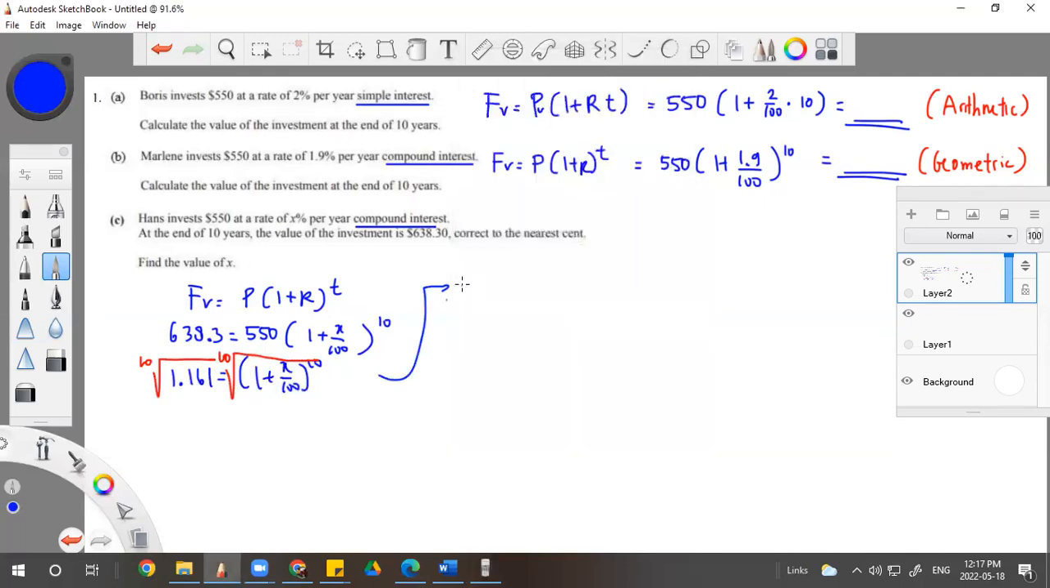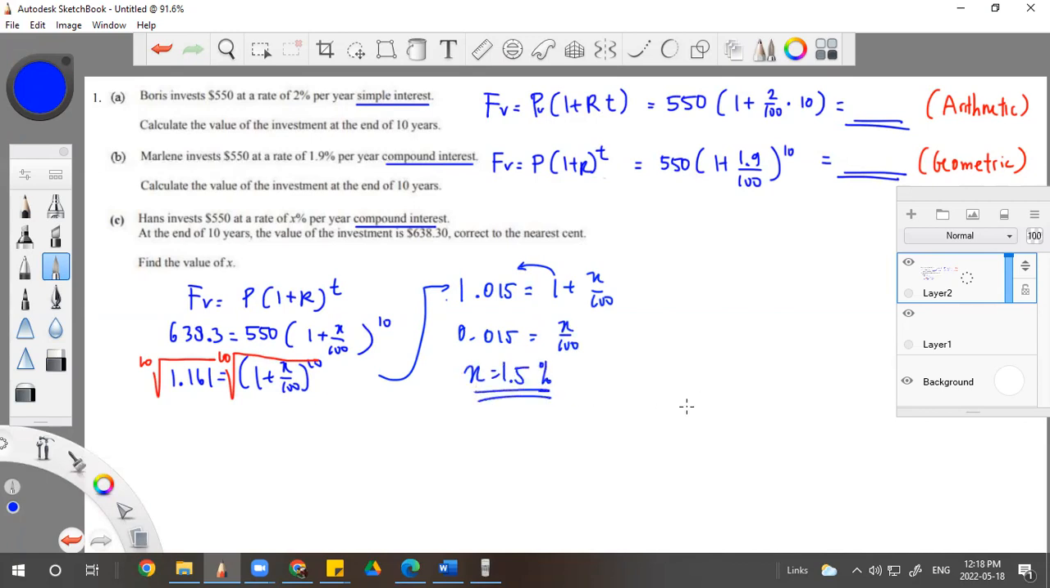1.015 equals 1 plus X over 100, you just ignore the 10. So 0.015, right? I just move the 1 to the left side by subtraction, and that equals X over 100. So X is 1.5%.